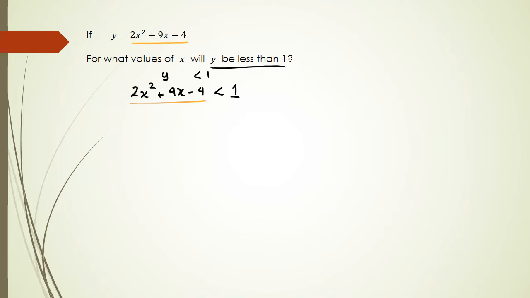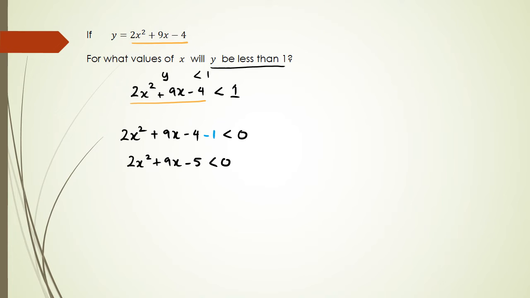Then we can rearrange this so we have 0 on one side. So we're going to get 2x squared plus 9x minus 4, and when the positive 1 comes to the left-hand side, it's minus 1, because the opposite of positive 1 is negative 1, and this is less than 0. So what we end up with is 2x squared plus 9x minus 5, and we're trying to figure out when it is less than 0.